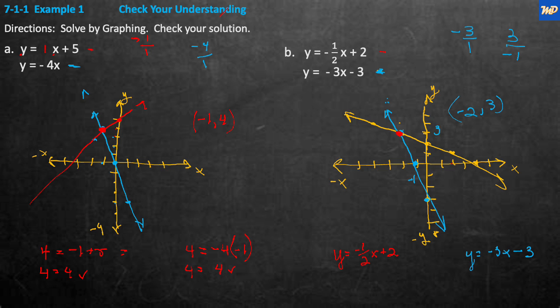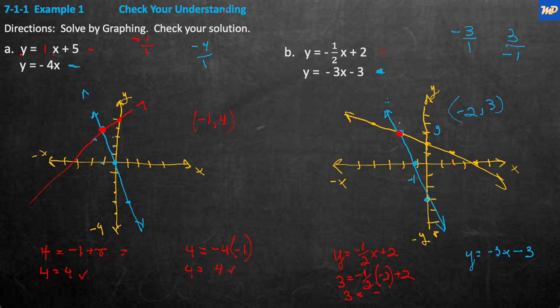So I'm going to put y equals 3. Y equals 3 equals -1/2 times -2 plus 2. 3 equals negative, a negative is a positive, a half times 2 is 1. So 1 plus 2 is 3.